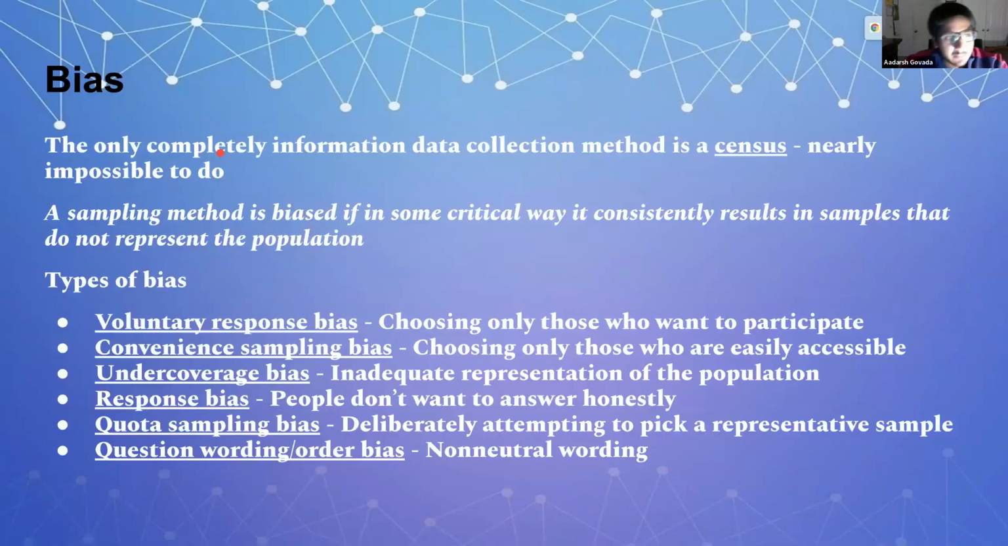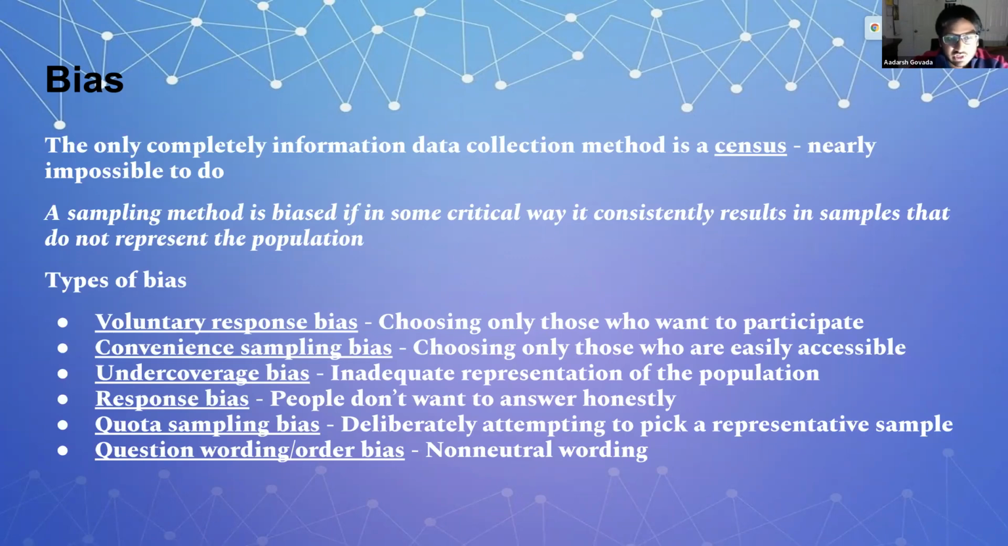Now we are going to look at bias. Bias is something that can really throw off any conclusion that you draw. The only way to completely get rid of it is if you take a census, which is a sample of the entire population, but that is practically impossible to do. For example, if you're going to take a census of all adults in the United States, you have to ask whatever question you're asking to every single adult in the United States, which is not practical. So you have to settle for sampling, and sampling methods can largely be biased.